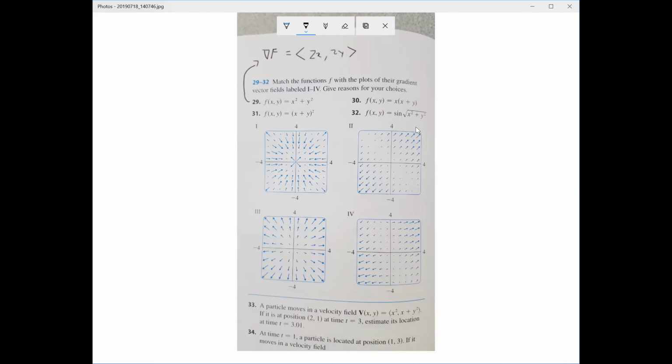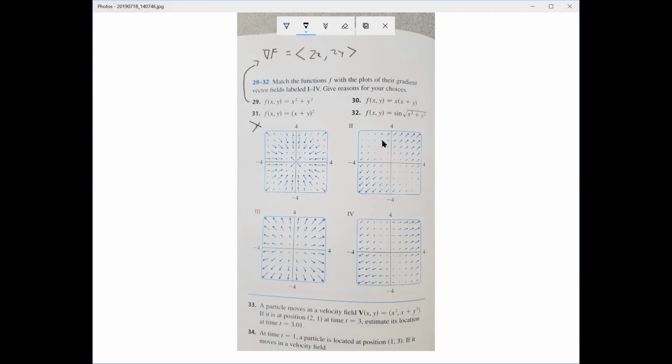For the first quadrant, since the x and y values are positive, it's always going to go in the positive x and y direction. So we can eliminate option number 1, just based off the first quadrant.